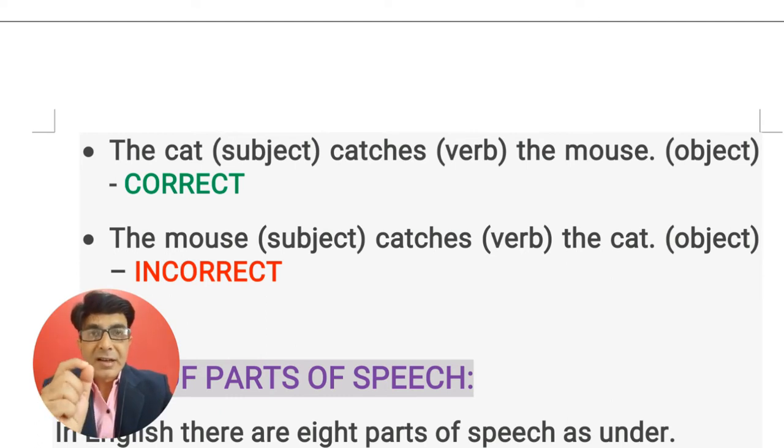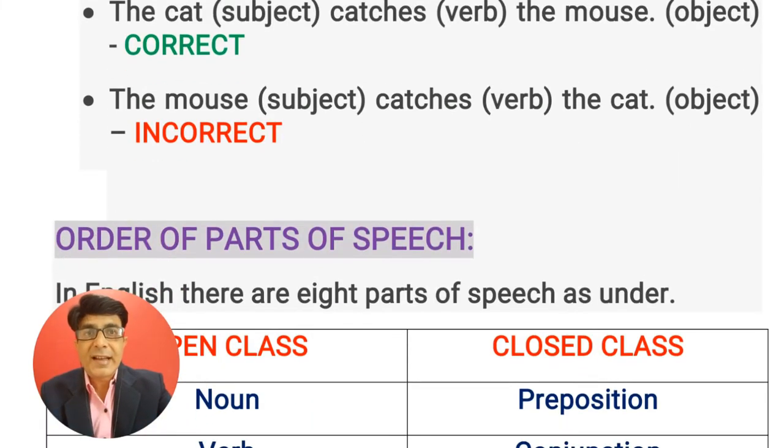important in English language. Take another example. The cat catches the mouse. The cat is a subject, catches is a verb and the mouse is an object. It is a correct sentence. It is a meaningful sentence, right? But what happens if you change the words? The mouse catches the cat, right? Grammatically it is correct, but semantically it is a wrong sentence. It is an incorrect sentence.